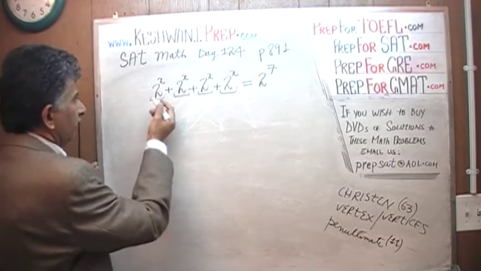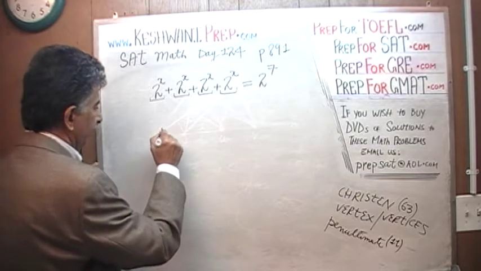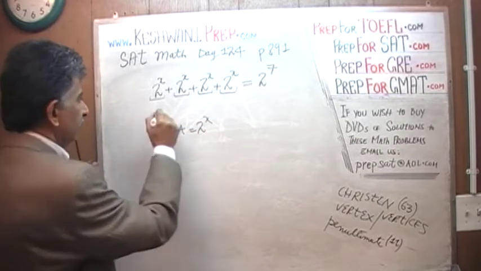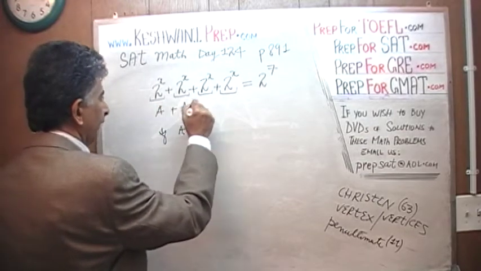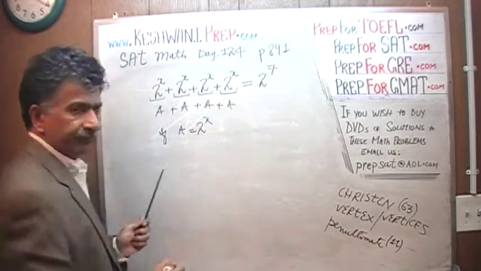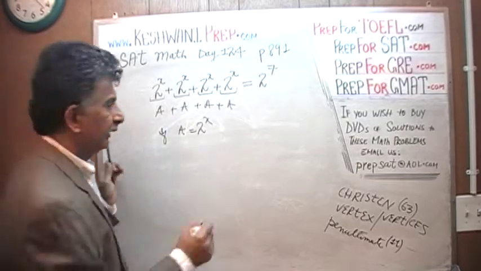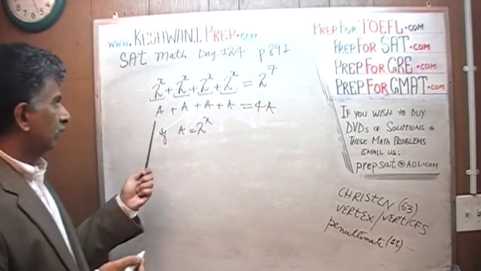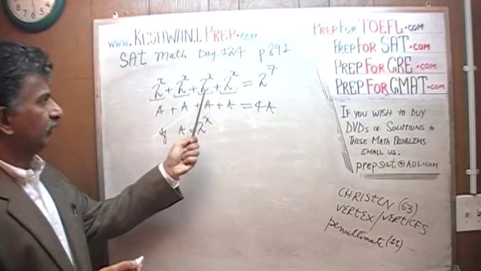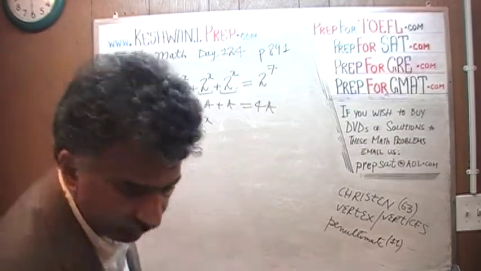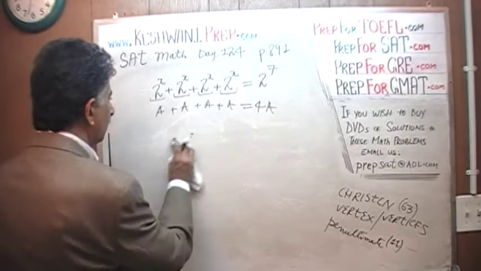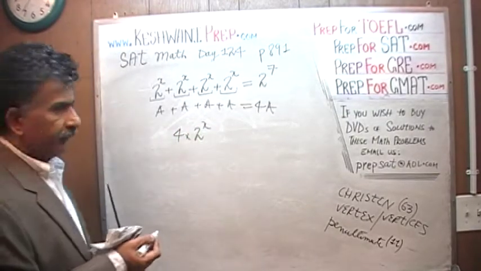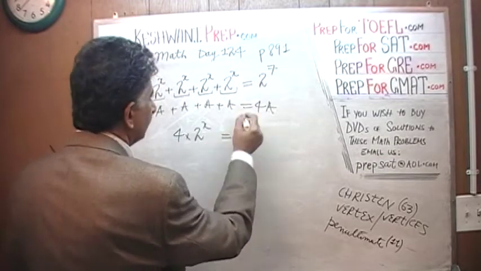For example, if a happens to be equal to 2 raised to x, then we would have seen a plus a plus a plus a. A plus a plus a plus a is simply 4a. Therefore, 2 raised to x plus 2 raised to x plus 2 raised to x plus 2 raised to x is simply 4 times 2 raised to x, which we are told equals 2 raised to 7.